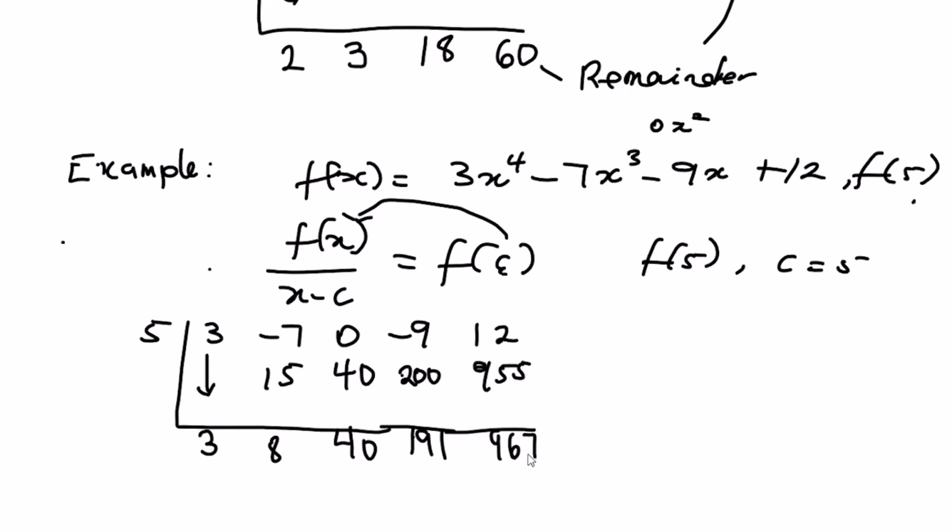Then you add, you get what? 967. So it means that our remainder R is what? 967. So this is our remainder. Yes. So this is quite simple. You can confirm this by substituting this value here, the 5 into it straight. Then you get your answer. Alright. So that is that.